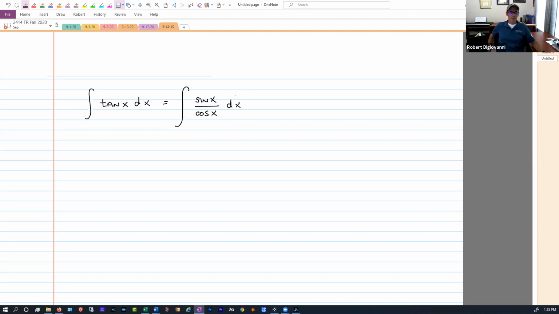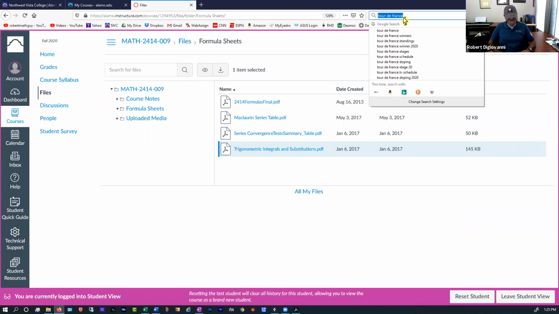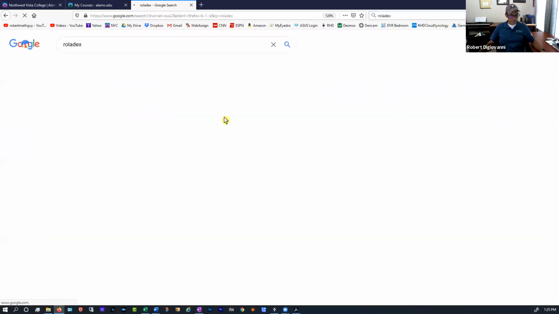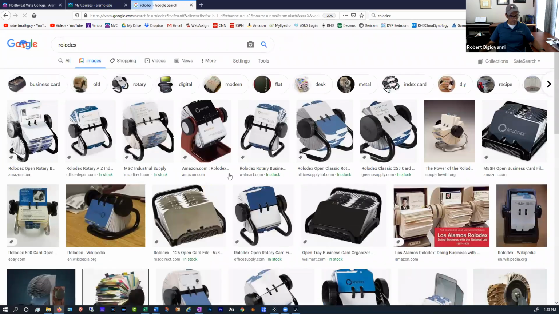Y'all know what a Rolodex is? A Rolodex, this is like old school. I mean, I shouldn't even use it. I've never used a Rolodex in my life, but what is that? Okay, here we go, images. So this is a Rolodex. It's like old school that you used to have on your desk. You could put business cards, people's phone numbers, and you just turn through it and find what you're looking for, right?